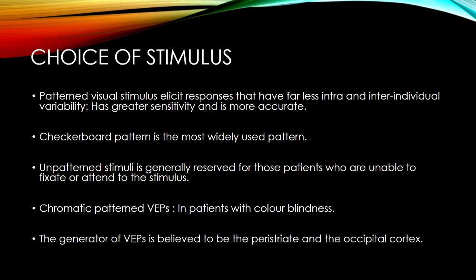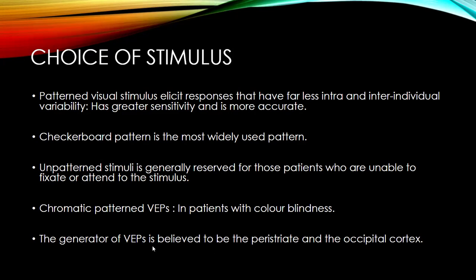As for the choice of stimulus, the patterned visual stimulus elicits responses that have far less intra- and inter-individual variability. So it is more accurate and has greater sensitivity. Between the two eyes, the variability will be less, and between individuals also, the variability will be less. Among the patterned VEPs, the checkerboard pattern is the most widely used. Unpatterned stimuli, as I said, are used in patients who are unable to fixate or attend to a particular stimulus. Chromatic patterned VEPs are used mainly in patients with color blindness.